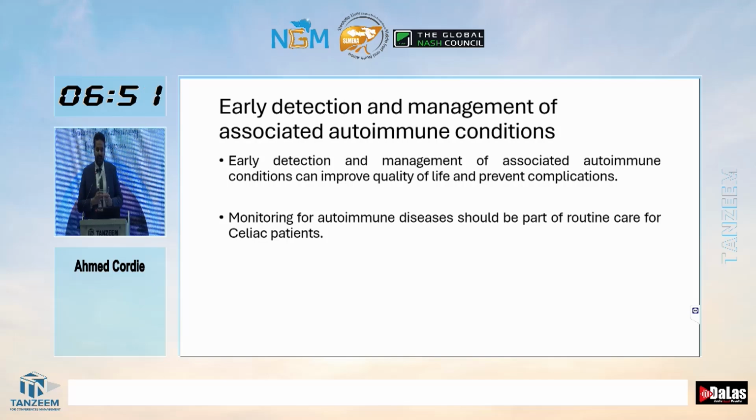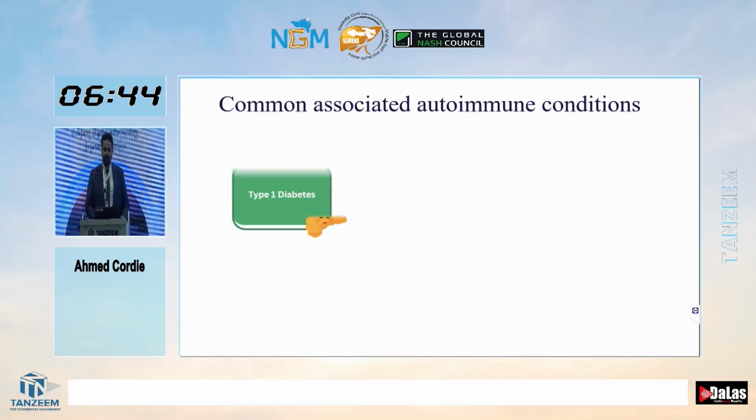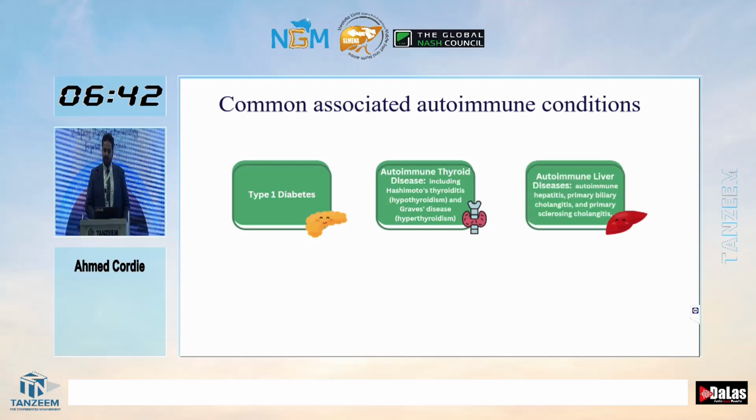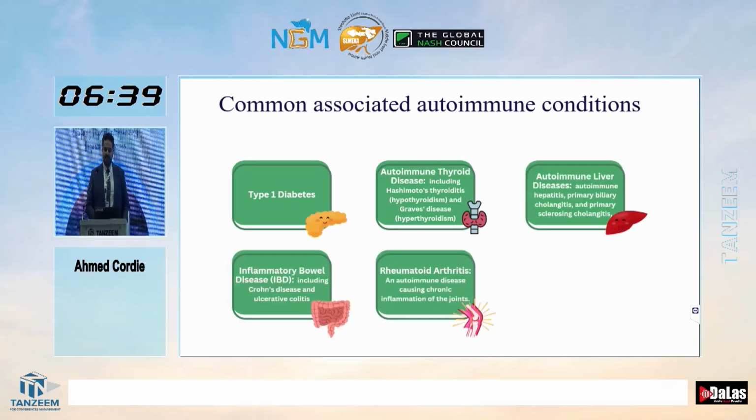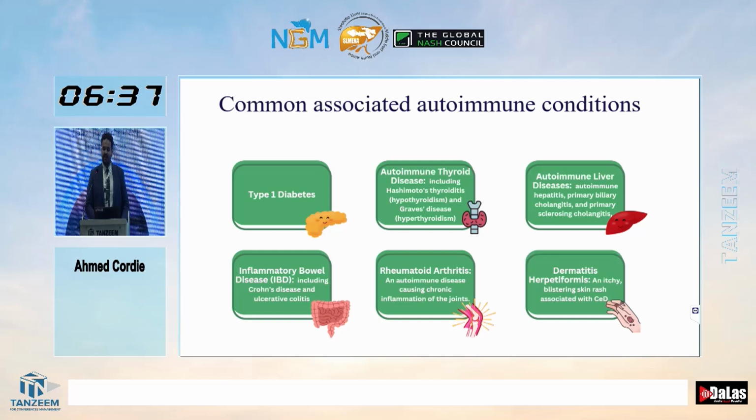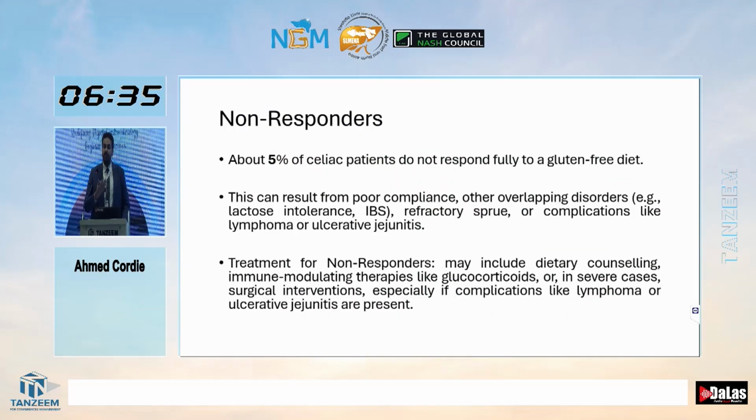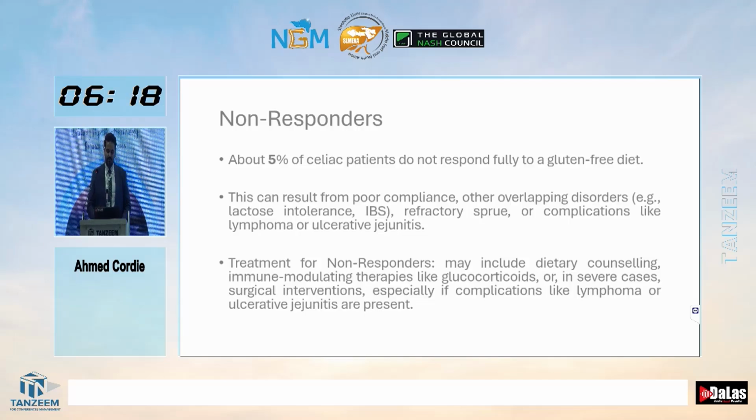Also, we need to keep in mind that we have to do early detection and management of the associated autoimmune conditions. We need to search for type 1 diabetes, autoimmune thyroiditis, autoimmune hepatitis, inflammatory bowel disease, rheumatoid arthritis, and dermatitis herpetiformis. For the non-responders, it's also a spectrum, ranging from poor compliance to overlapping disorders, to having refractory sprue or refractory celiac disease, and also having complications. And for sure, the treatment will be tailored according to which one of this spectrum you have with your patients.